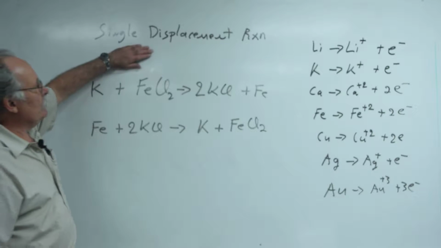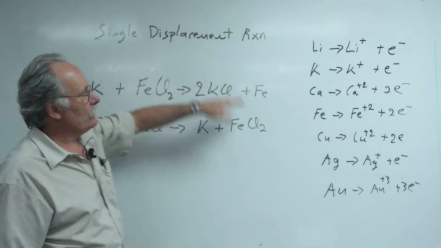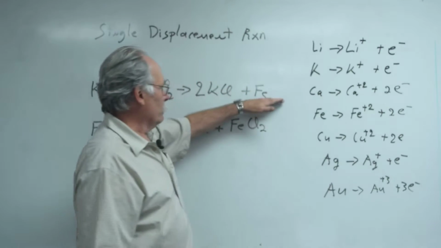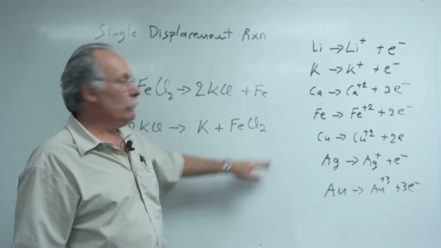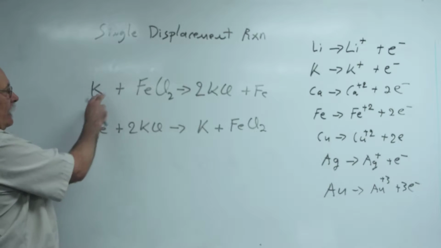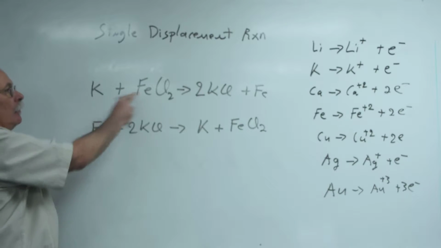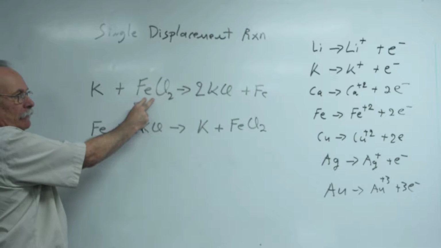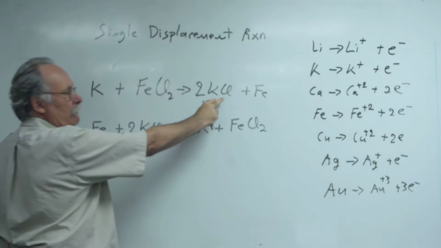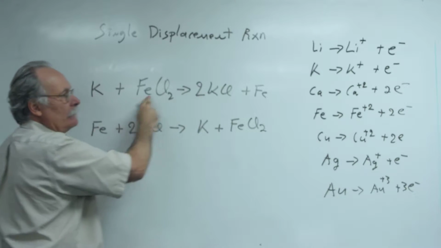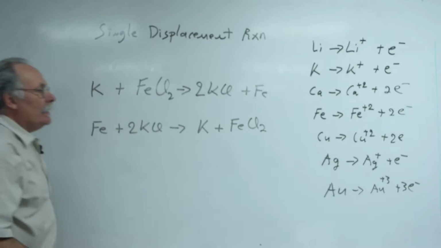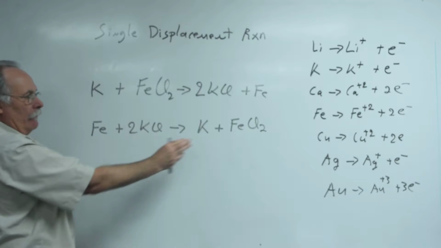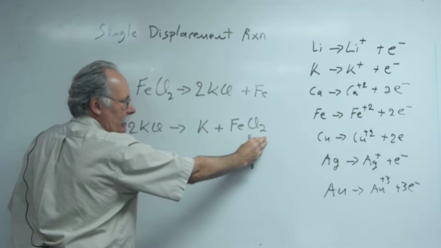Let's look in more detail at single displacement reactions. What we're going to do is use the activity series to determine which of these two reactions would occur. In the first one I have potassium, something pure, reacting with iron(II) chloride, something in a compound, and the potassium becomes part of the compound and the iron becomes pure. Now I could have written this backwards, with iron reacting with KCl forming K and FeCl2.